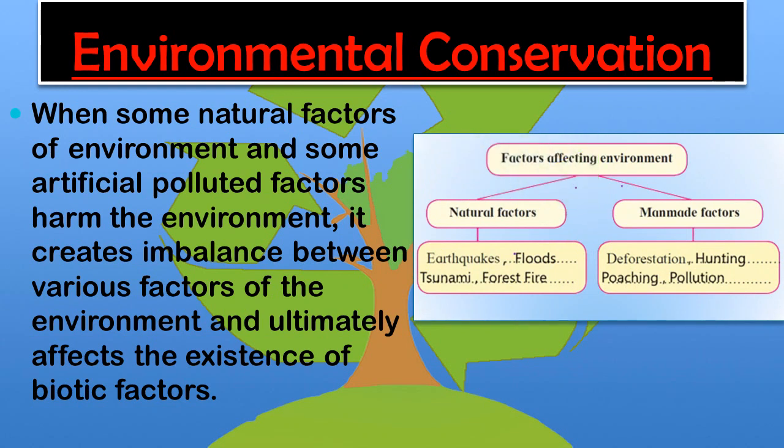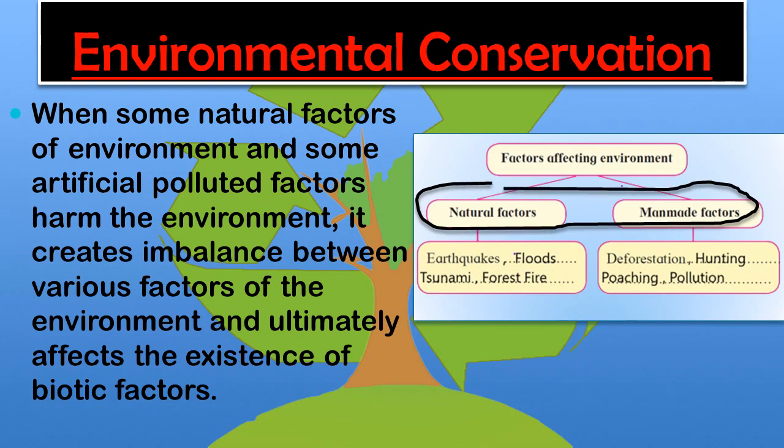That means all the biotic factors, all the living things like plants, animals, human beings, birds, everything is getting disturbed due to man-made as well as natural factors. Okay, so here one chart is given to us, that is factors affecting the environment. There are two factors affecting the environment. First is the natural factor and next is the man-made factor.